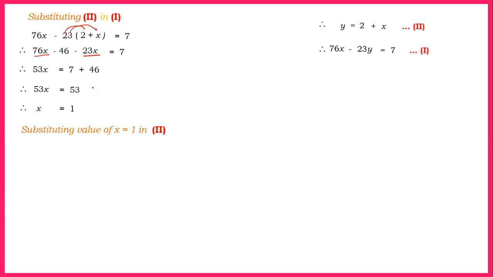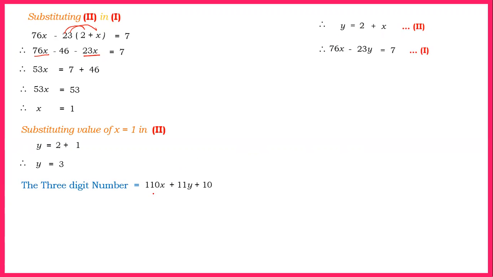So we'll substitute the value of x is equal to 1 in equation number 2. Equation number 2 is right there in the top right hand side corner of your screen, which says y is equal to 2 plus x. So as simple as that. y will be 2 plus x, which is 2 plus 1. So y will be 3. Simple.